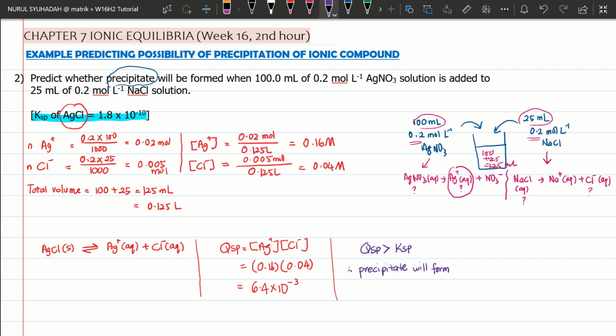Kenapa saya bagi tahu macam ni? Sebab nanti, on the third video, kita akan tengok macam mana kalau solvent kita bukannya pure water ataupun kita pakai solvent selain daripada water. How does it affect our precipitation? How does it affect calculation kita? So for now, please try the exercises question. So I will provide the answer later.